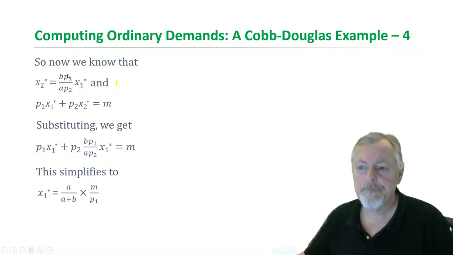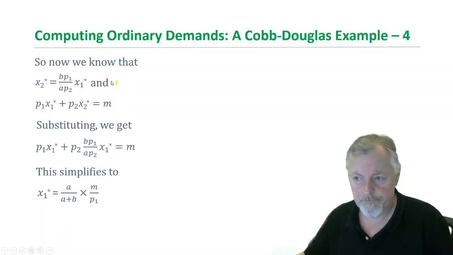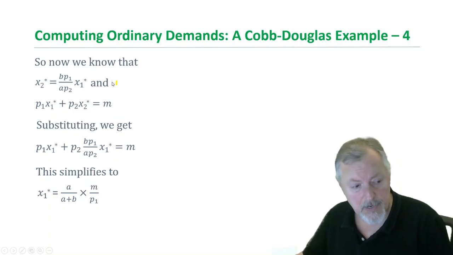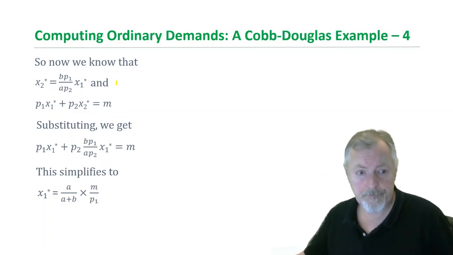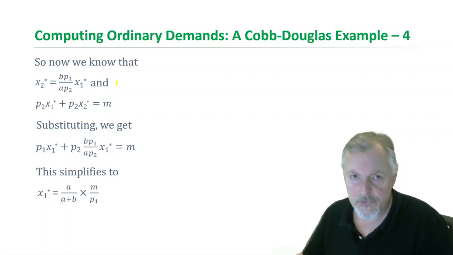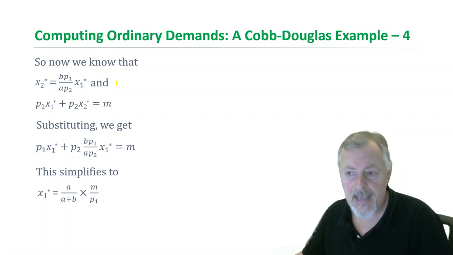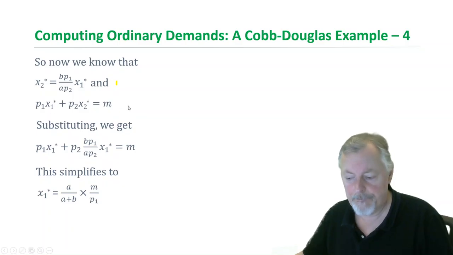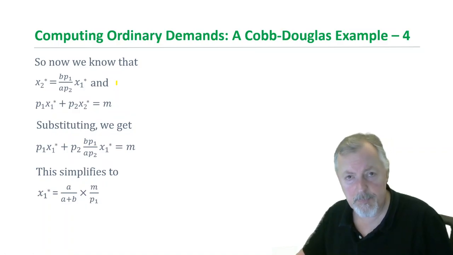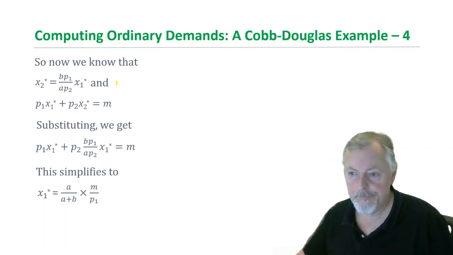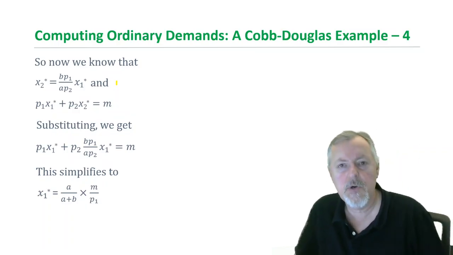We know that this will be true. The rate at which a person can exchange X1 and X2 will be exactly equal to the rate at which they're willing to exchange it. We also know that they'll spend all their money. Well, we know both of these equations will be true at the optimum consumption bundle, so we have two equations and two unknowns.